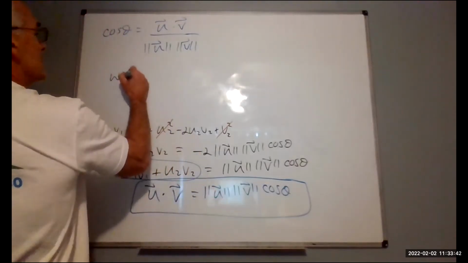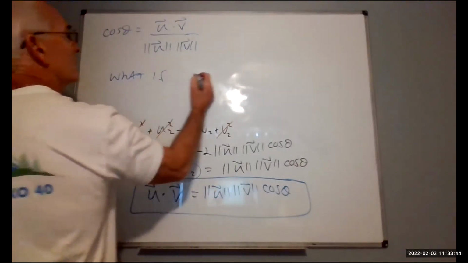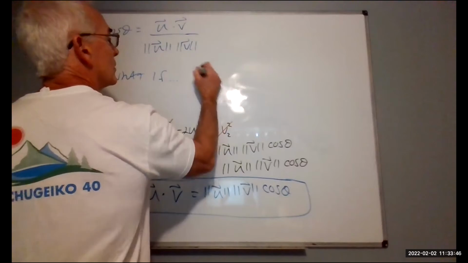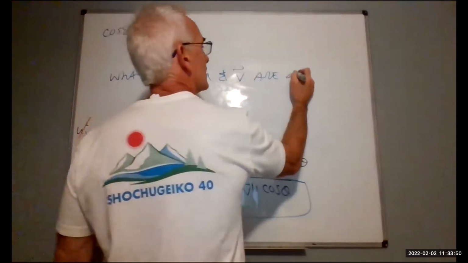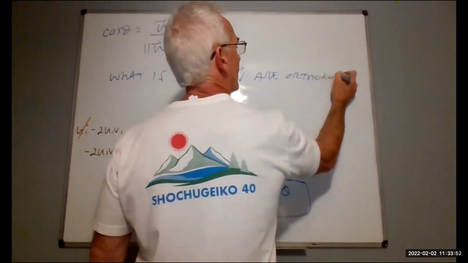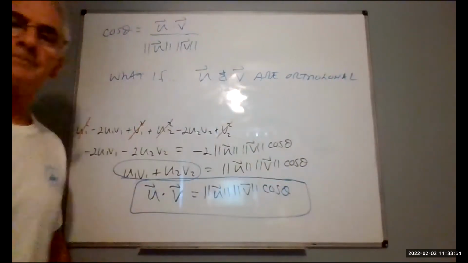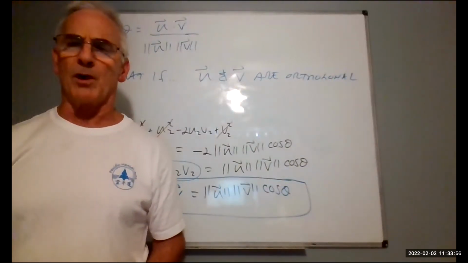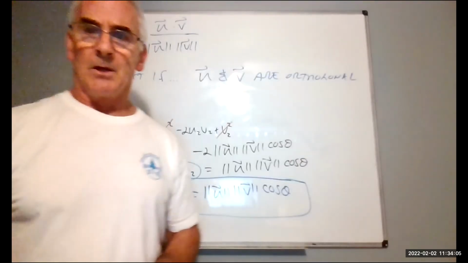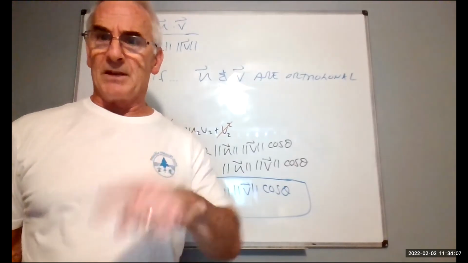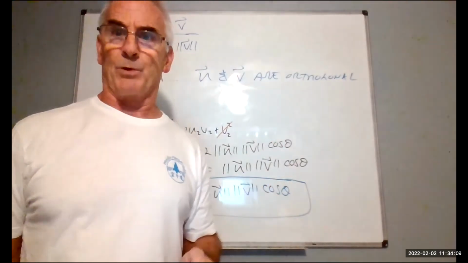What if u and v are orthogonal? What does orthogonal mean, by the way, in this context? Perpendicular. Yeah. So why don't we just say perpendicular? Because perpendicular means you're orthogonal. Orthogonal does not mean you're perpendicular.